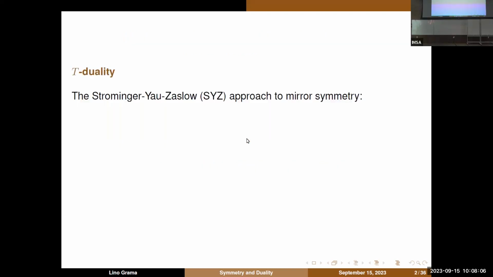Just to recall briefly, what is T-duality in the usual sense? T-duality comes from the very important work of Strominger, Yau and Zaslow. They give an approach to mirror symmetry. This is a paper from 1996 in the Nuclear Physics B journal, and the title is Mirror Symmetry is T-duality. The title is self-explanatory.